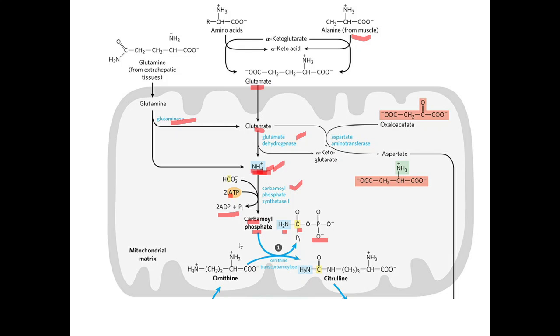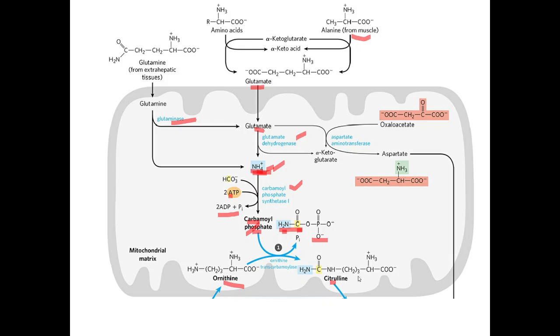Now this carbamoyl phosphate molecule inside the mitochondria combines with the ornithine molecule. Ornithine contains 5 carbons, and 2 amino groups are present in it. The ornithine combines with carbamoyl phosphate, and now with the help of ornithine transcarbamylase, we are getting the citrulline molecule. This carbonyl group is getting attached here.